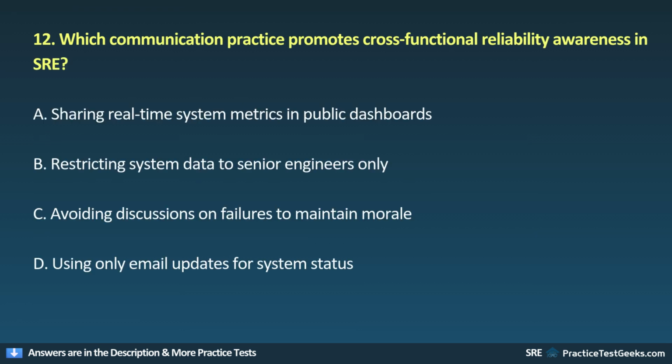12. Which communication practice promotes cross-functional reliability awareness in SRE? A. Sharing real-time system metrics in public dashboards. B. Restricting system data to senior engineers only. C. Avoiding discussions on failures to maintain morale. D. Using only email updates for system status.